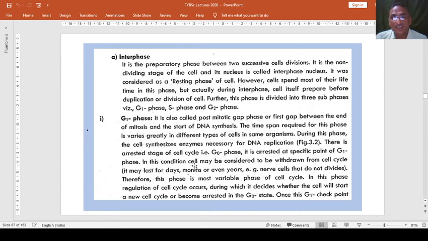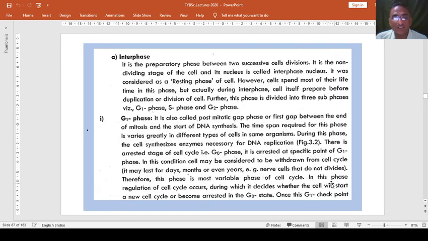In this condition, the cell may be considered to be withdrawn from the cell cycle. So this may happen sometimes, not every time. Accidentally it happens. It may last for days, months, or even years. Example, nerve cells that do not divide. Therefore, G1 is the most variable phase of the cell cycle.